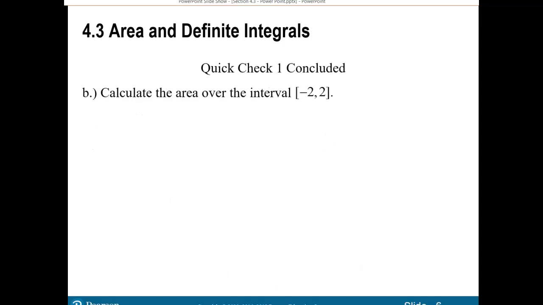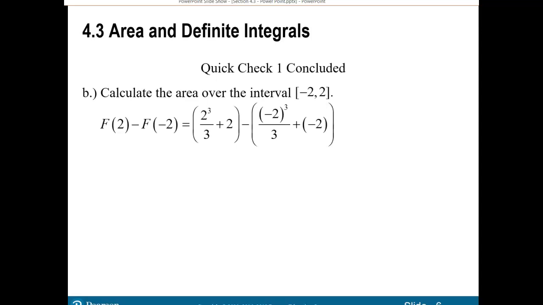Okay, over the interval -2 to 2. So plug in 2, then plug in -2 and subtract. So 2 cubed over 3 plus 2, minus, and then -2 cubed over 3 plus -2. So that's 4 2/3 minus, they've just added all this together, 8/3 plus 2 is 4 2/3, minus, and then all of this stuff adds up to be negative 4 2/3. So that becomes plus, and you end up getting 9 1/3. Once you get to here and have set this part up, you can just evaluate all that on your calculator if you want to.